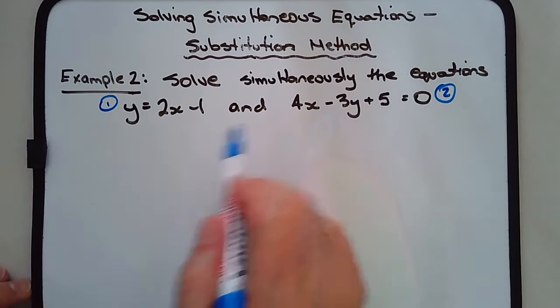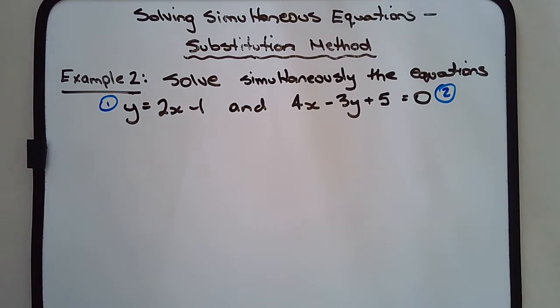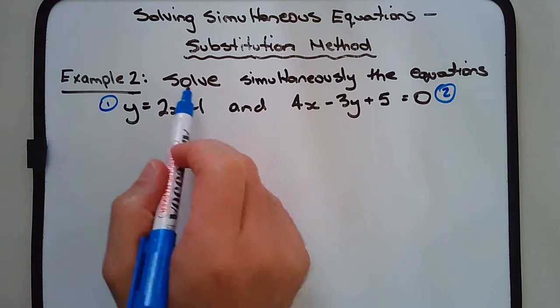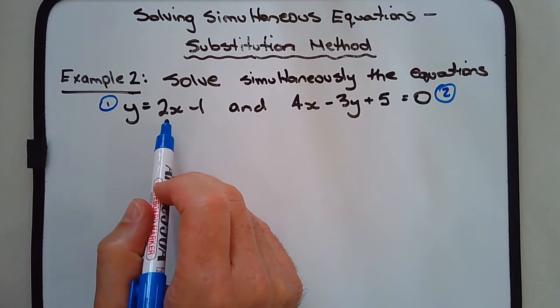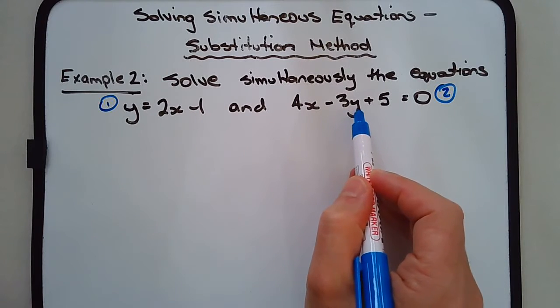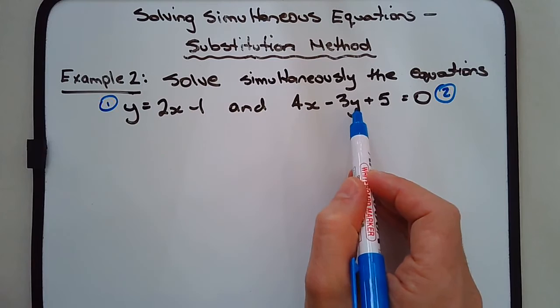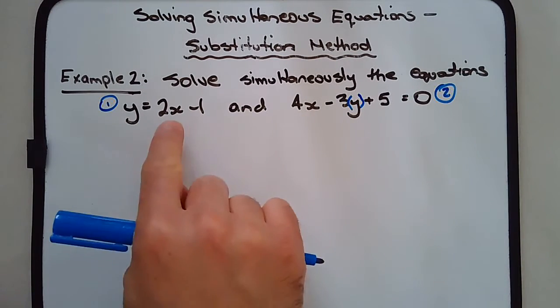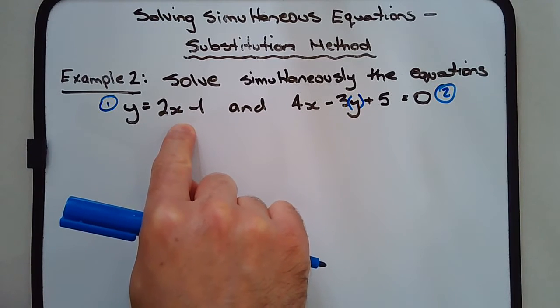Equation number 2 looks like a general form linear equation, everything on one side. Now, equation number 1 lends itself very nicely to substitution. Since y is already the subject of the formula, we could take equation number 1 and substitute for the y in equation number 2. So we're going to eliminate this y by replacing the y in equation number 2 with the right-hand side of equation number 1.